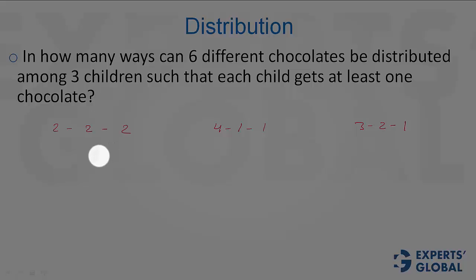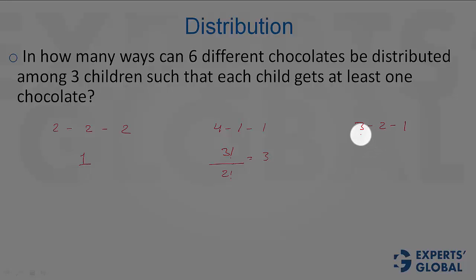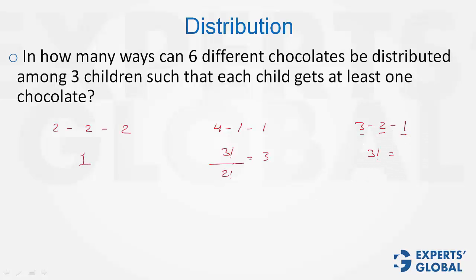So first, let's consider the cases for children. This can be done in only one way because each child is getting the same number of chocolates. In this case, it is 3 factorial, but then 2 children are getting a similar number of chocolates, so upon 2 factorial. And in this case, 3, 2 and 1, all 3 children are getting different numbers of chocolates, so all 3 factorial, this is 6.